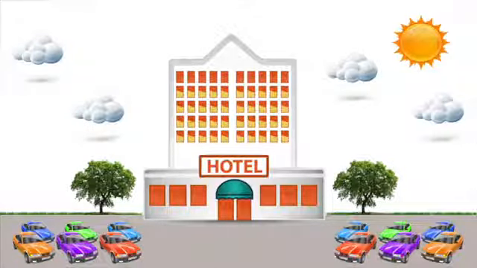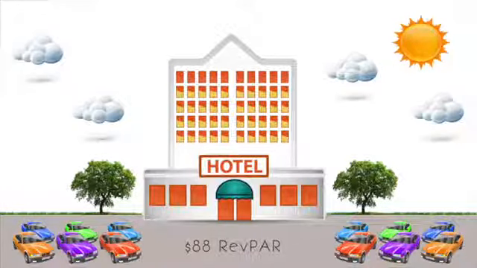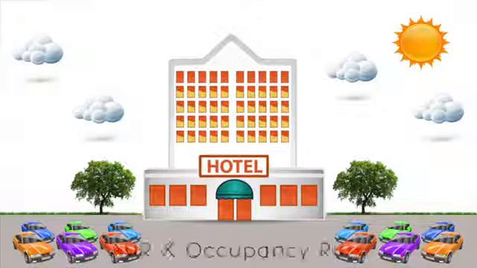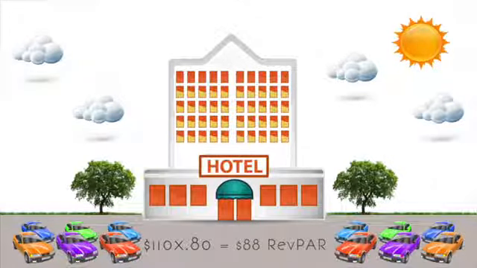In our hotel's case, that would mean we have that revenue of $4,400 divided by our 50 total rooms, or $88 RevPAR. Alternatively, RevPAR can also be found by taking our previous example's ADR, $110, and multiplying it by our occupancy rate, 80%. In our hotel's case, that would mean we have an average daily rate of $110 multiplied by our occupancy rate of 80%, and we get the same result, $88 RevPAR.